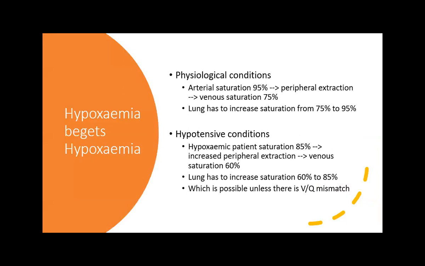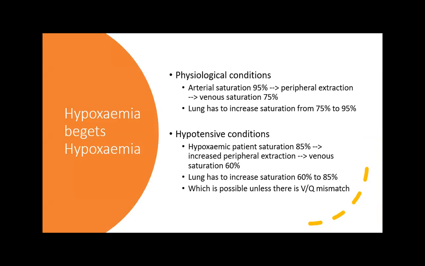In physiological conditions, you've got an arterial saturation that you send out of about 95%, you get peripheral extraction of oxygen, and your venous saturation comes back at 75%, right? So all that your lung has to do is top up from 75% to 95%.